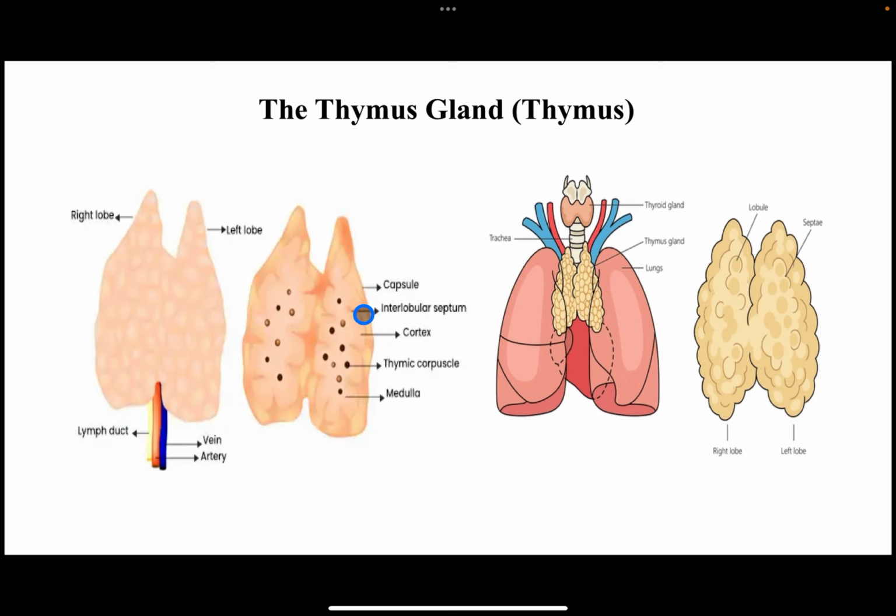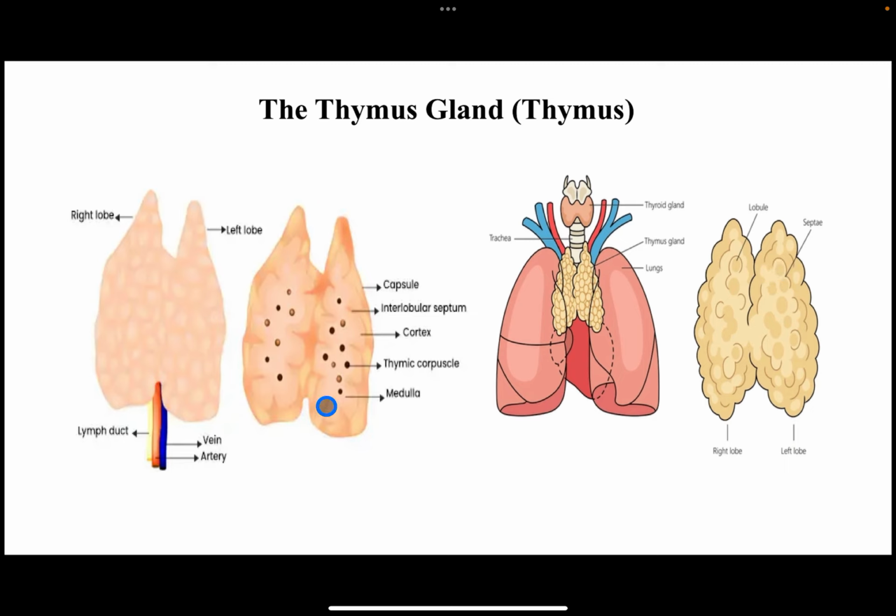Then we have small lobes, which we call the lobules. The region around those small lobules we call the cortex, and the middle layer of the lobules is the medulla. And the space in between the lobules is called the septi, or you can call it the interlobular septum.